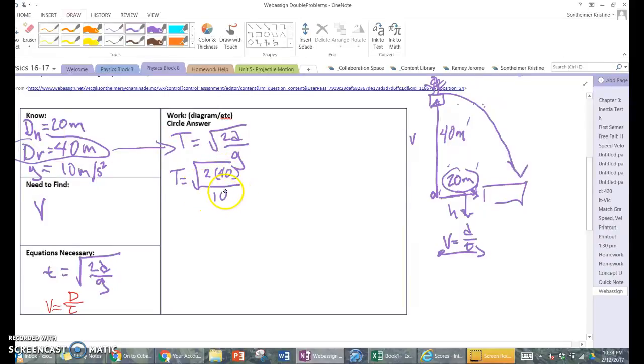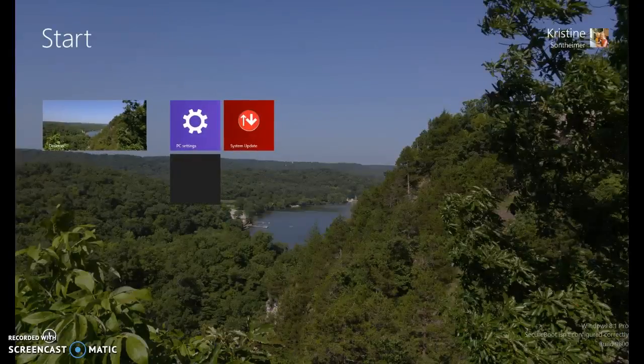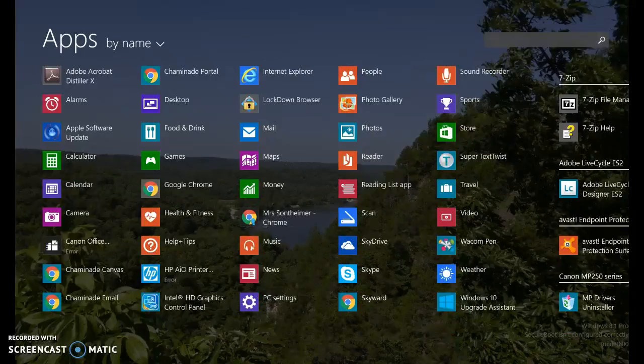divided by 10. T equals square root of 80 divided by 10. T equals the square root of 8, right? 10 into 80 is 8 times. And T, pardon me, need a calculator here.